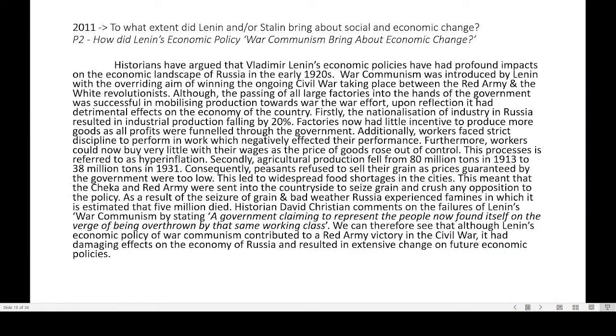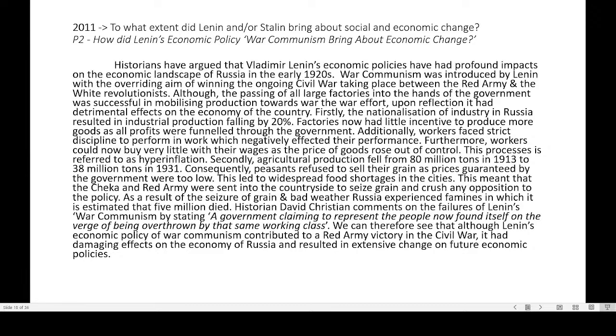Okay, let's have a read through a sample paragraph from an essay. I know my pen doesn't work on this when I'm live on YouTube, so I'm just going to use the cursor to guide you. In 2011, the question came up: to what extent did Lenin and or Stalin bring about social and economic change? So my paragraph 2 from that essay is going to be: how did Lenin's economic policy, war communism, bring about economic change? That's the question students are going to try to answer for that paragraph. Let's read through it and focus on the structure that we're looking to include, and the key characteristics of good historical writing.